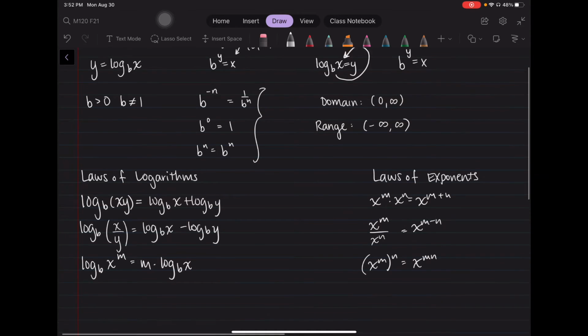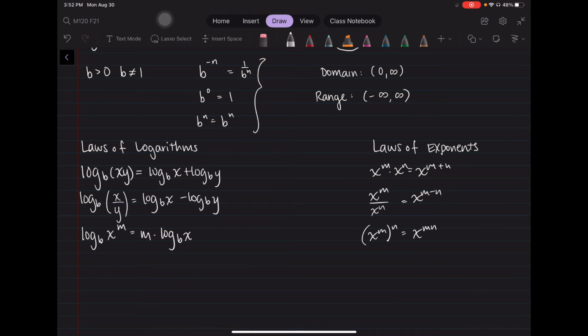A few other properties that we have because of inverse rules. The log base b of b to the x is equal to x. Now think about this. Moving the exponent in front, we get x times the log base b of b. Well, b to what power equals b? 1. So this expression here is 1, which is why that expression just becomes x.